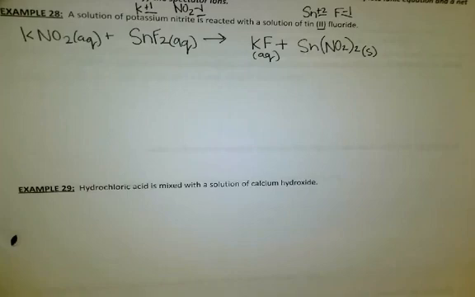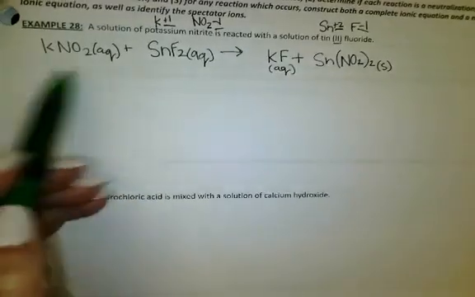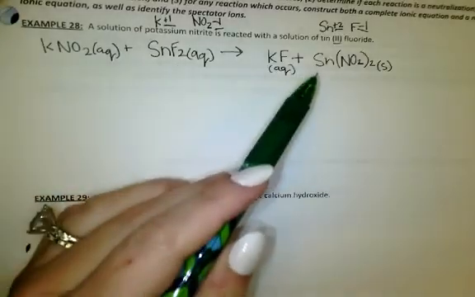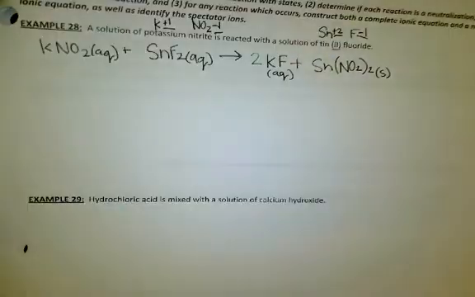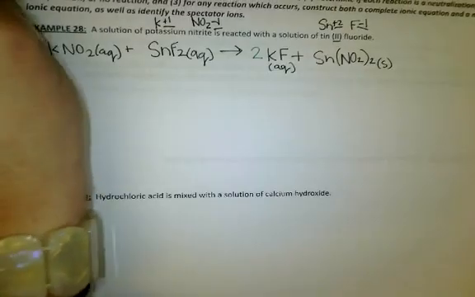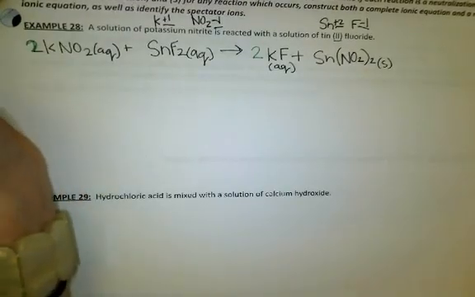Now we need to balance it. Okay, so we have 1 potassium, 2 fluorines here, so that means I need to put a 2 in front of the potassium fluoride. That changes my potassium, so I'm going to put a 2 in front of potassium nitrite. And that balances out the nitrites, and then the tins are good. Okay.